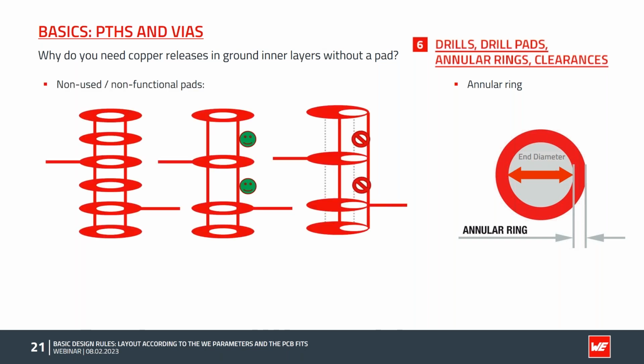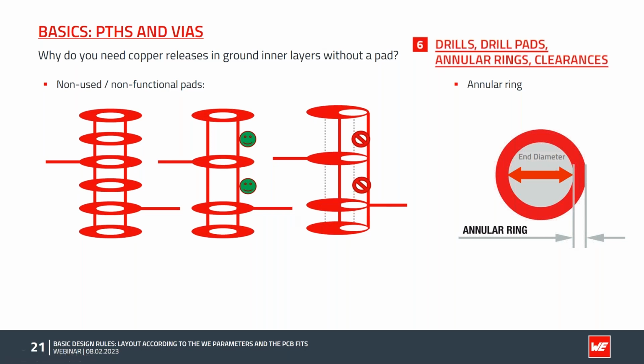So we are talking about non-used or non-functional pads. On the left side, we have a complete stack with 6 layers, but we only have 2 connections on the inner layers, on layer 3 and layer 5. So there's a chance to remove these pads on layer 2 and layer 4. And it looks like we now have new space for design for routing in this area and this area, as the pads are no longer there.